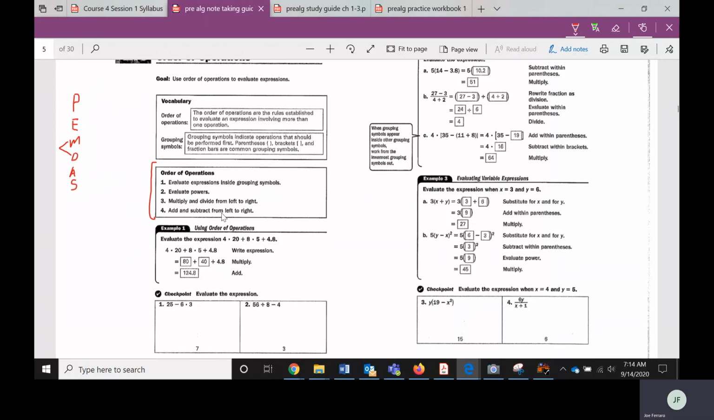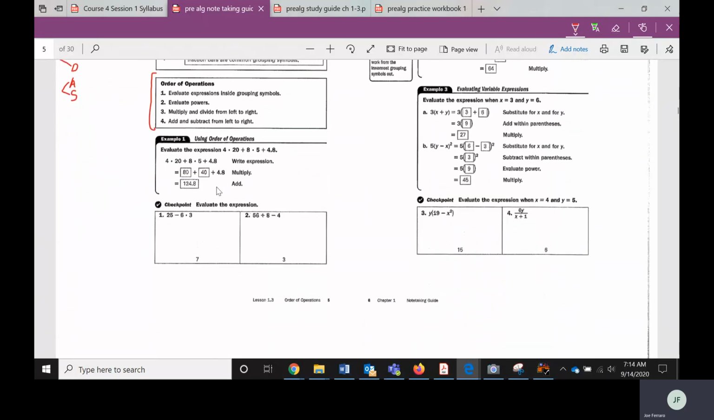And then the same with addition and subtraction. The A and the S are for addition and subtraction. Again, it's not addition before subtraction. They're on the same level. If you see both in a problem, you do whatever's first from left to right. Okay, so let's take a look at a couple problems.